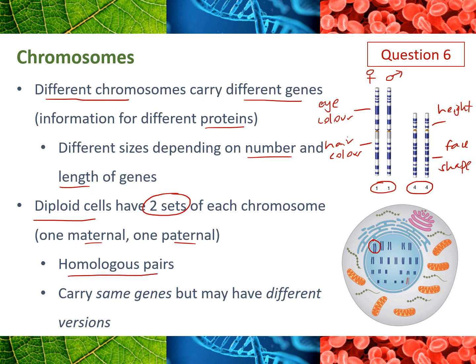Now remember I said these chromosomes carry the same genes, but they may have different versions of those genes. And we'll come back to this more in the next lesson. But if we come back up here, remember, let's say we have the eye color gene. You might get the gene for brown eyes from your mother and the gene for blue eyes from your father. So it's still the same gene, but different versions of that gene.